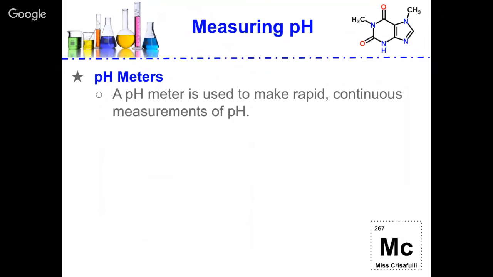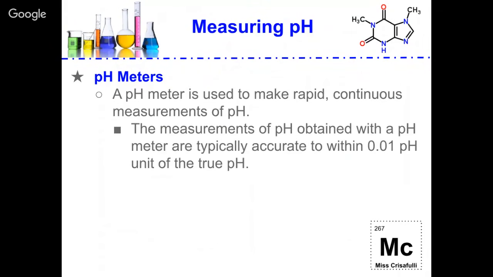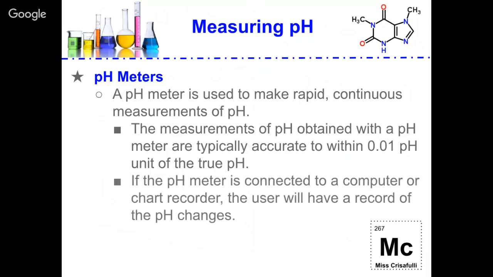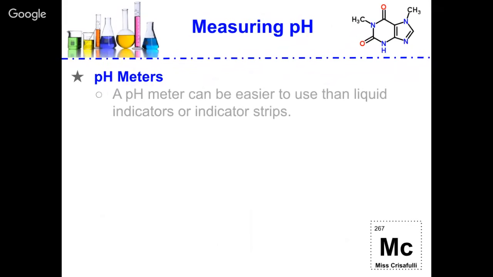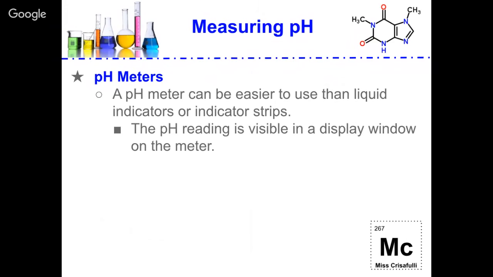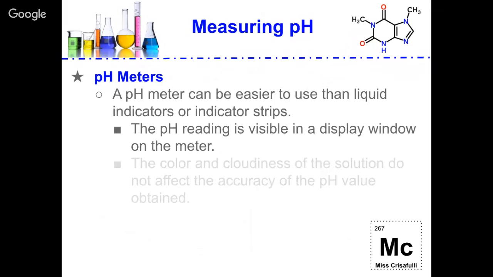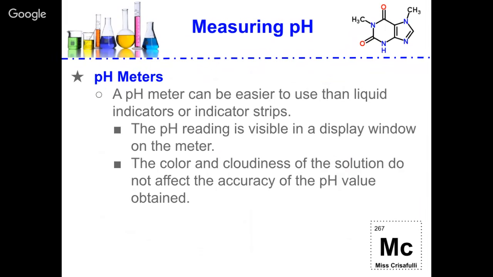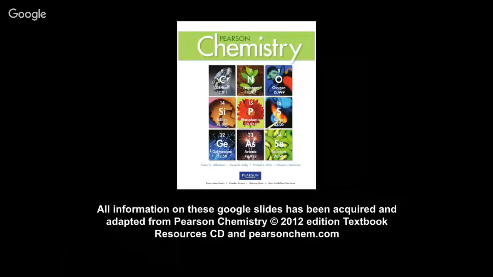Or we're going to use pH meters. A pH meter is used to make rapid, continuous measurements of pH. The measurements of pH obtained with a pH meter are typically accurate to within 0.01 of a pH unit of the true pH value. If the pH meter is connected to a computer or chart recorder, the user will have a record of the pH changes. And a pH meter can be easier to use than liquid indicators or indicator strips because the pH reading is visible in a display window on the meter, and the color and cloudiness of the solution do not affect the accuracy of the pH.